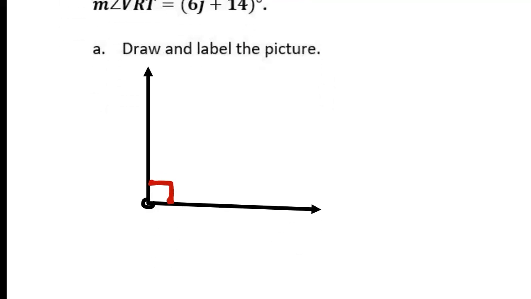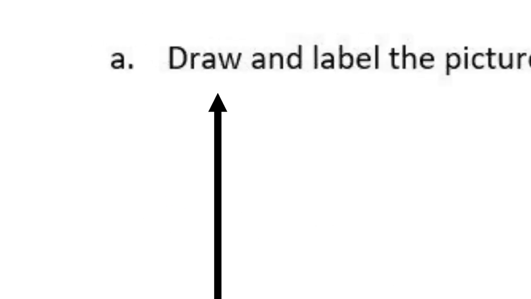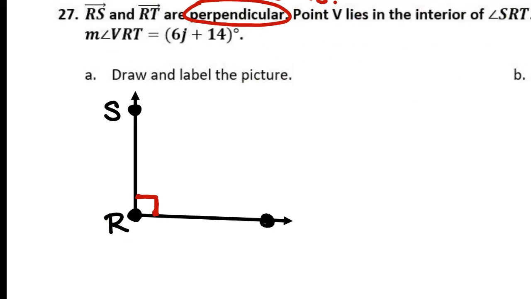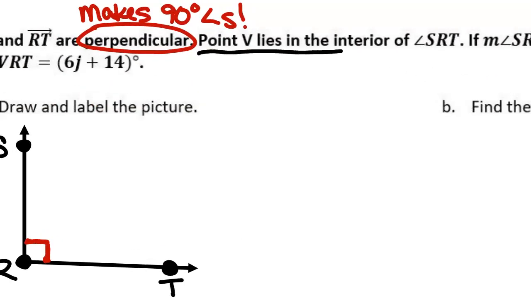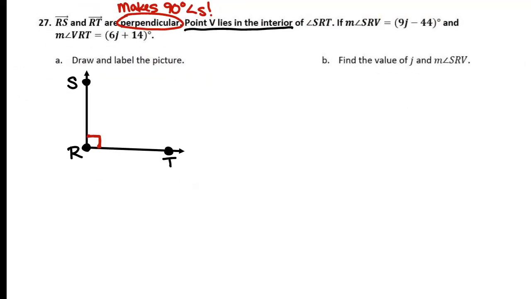What's the name of the point in the corner? R. This has to be R because it's ray RS and ray RT, and this is the only point that's shared by both. So S has to be along one of the rays. T has to be along another ray. Says point V lies in the interior of angle SRT.